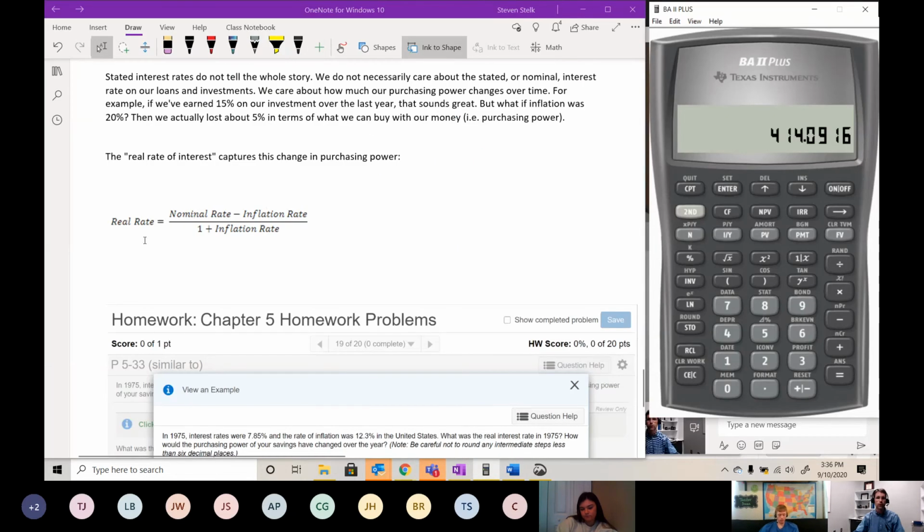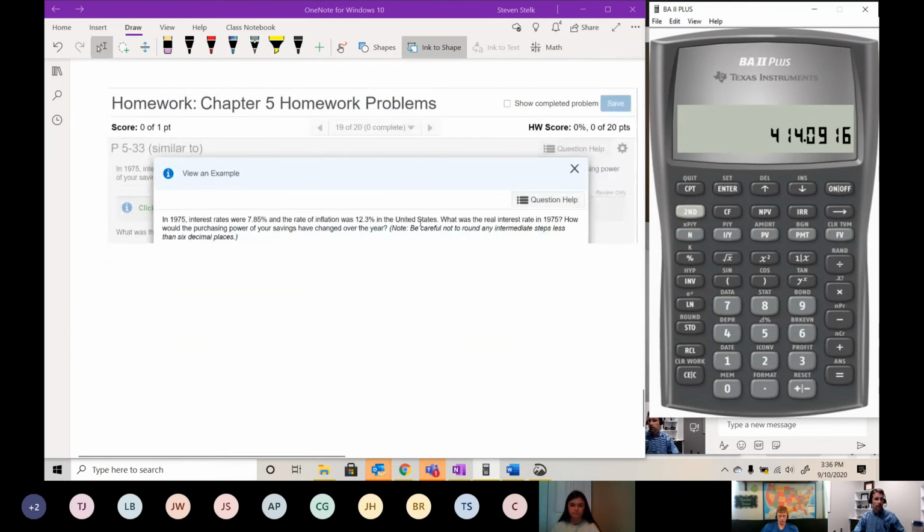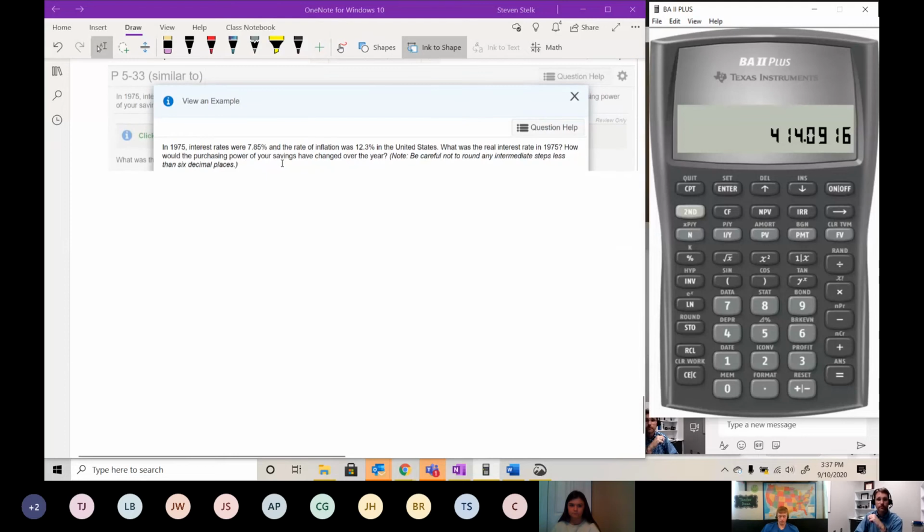So this is what we'll use anytime a problem is asking us for the real rate, or it's giving us information on inflation. This is the guy we're going to use. And this is an adaptation of the Fisher equation, named for Irving Fisher, the economist that came up with this idea, if you want to look up more on Fisher.